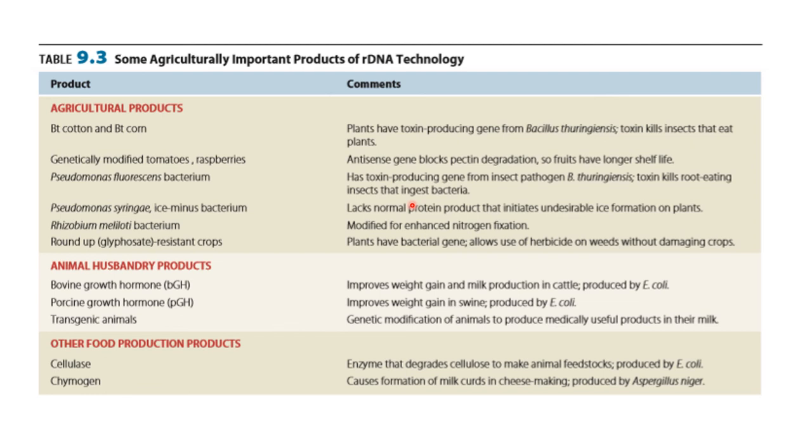Pseudomonas syringae, ice minus bacterium, Rhizobium meliloti bacterium and Roundup glyphosate resistance crops. So lack normal protein products that initiate undesirable ice formation on the plants. Modified for enhanced nitrogen fixation, and plants have bacterial gene allows use of herbicide on weeds without damaging crops.